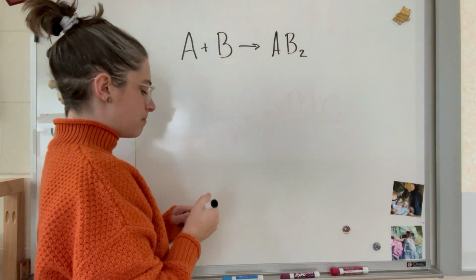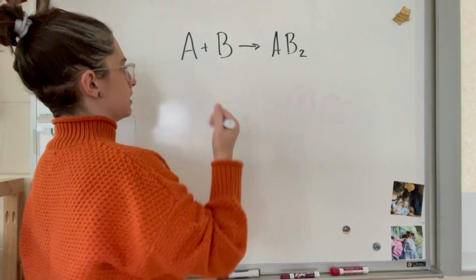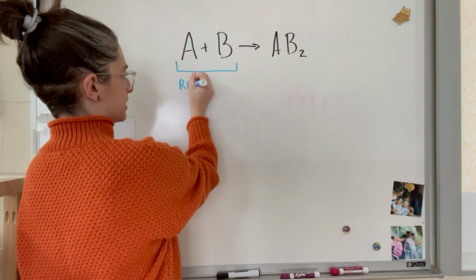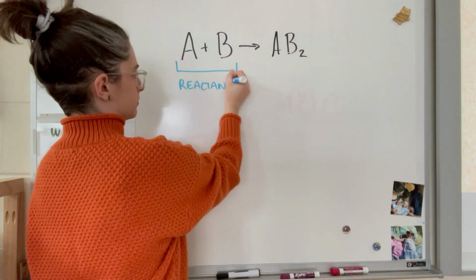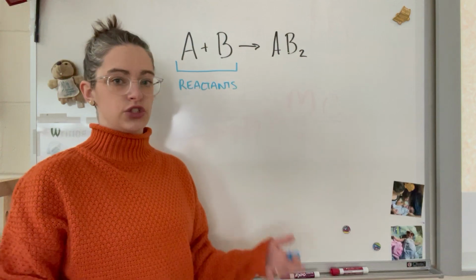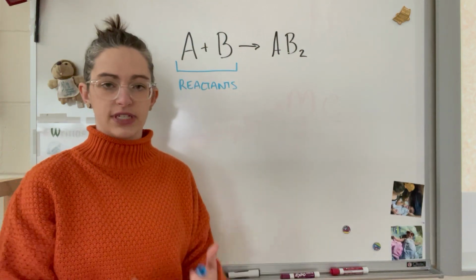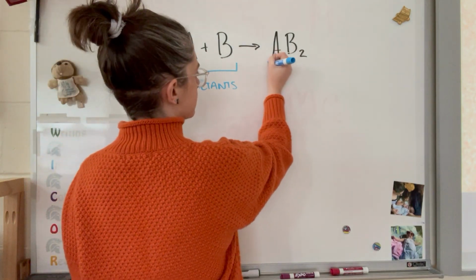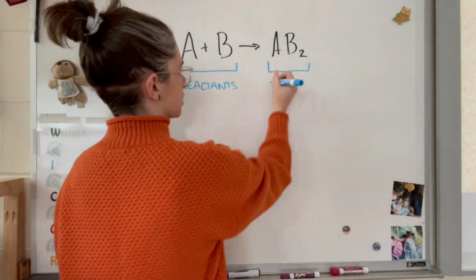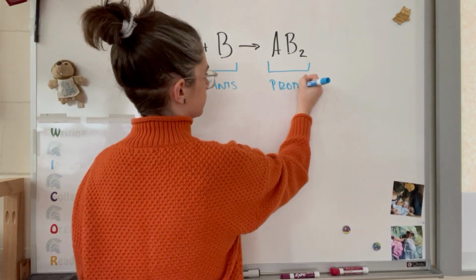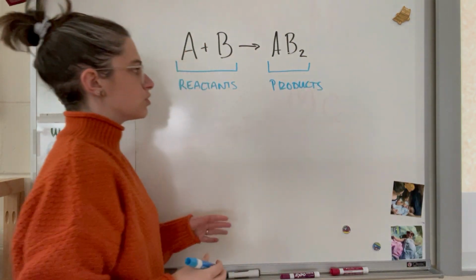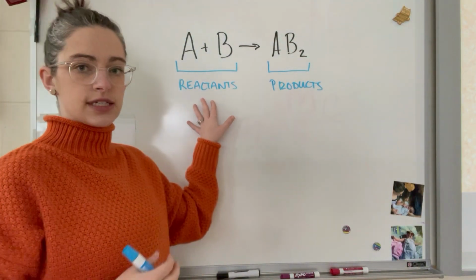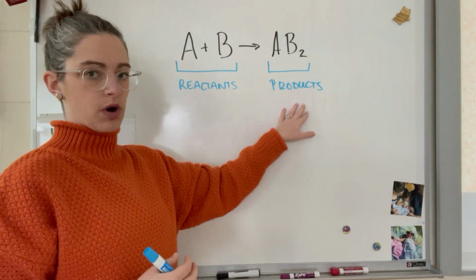Okay, so main components here first. This left side of the arrow are called the reactants. And you can have 1, 2, 3, 4, 5. You can have as many reactants as you need for that reaction. Over here on the right side of the arrow, so the after, are the products. So reactions are always written as we read them from left to right. Reactants are what we start with. Products are what we end with.